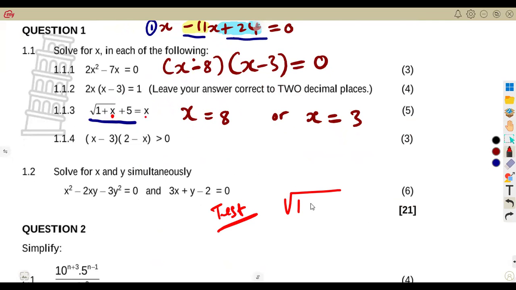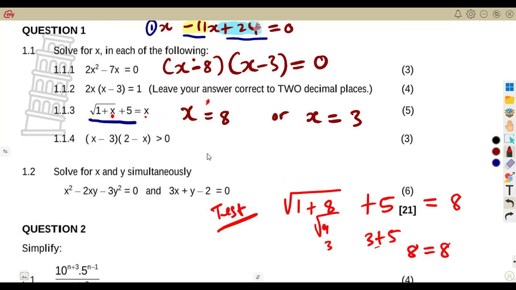So that's the square root of 1 plus x. Our x is what? 8. 1 plus 8, plus 5, which is outside of the square root. When we add this, we must get x, and the x that we are working with is 8. So let's see. 1 plus 8, that's 9. Square root of 9, which is 3. Then we add 3 plus 5, that's 8. 8 is equal to 8. So as you can see, guys, with this value of x, which is 8, the left-hand side becomes the same as the right-hand side. So this is the exact value of x that we want.